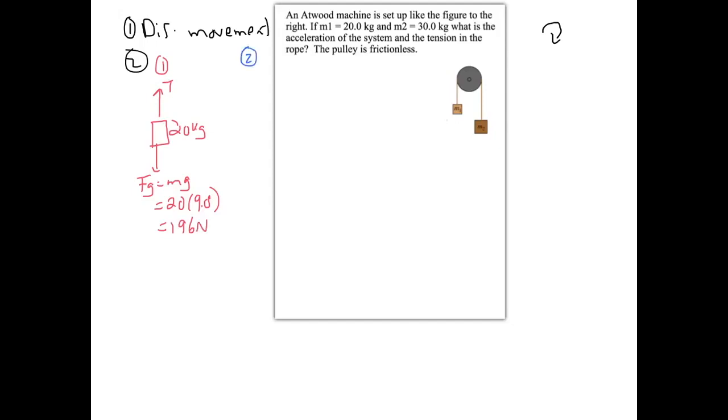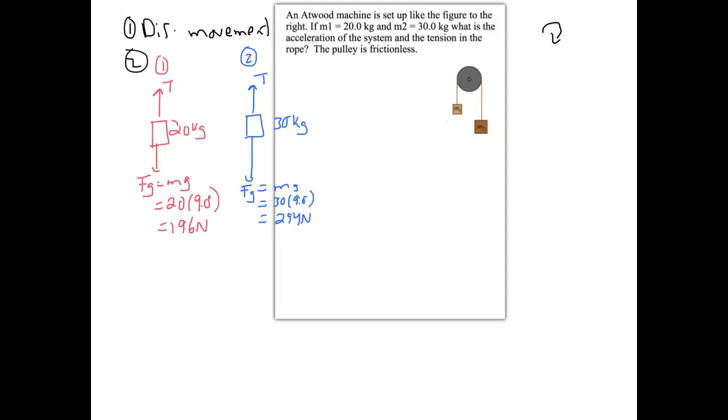The second free body diagram is very similar, 30 kilograms. We have an equal force of tension going up, don't forget, because tension stays the same, but now we have a greater Fg. That equals mg, which equals 30 times 9.8, which is equal to 294 newtons.